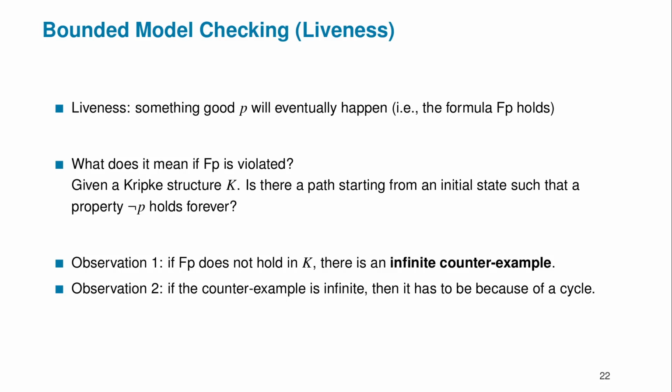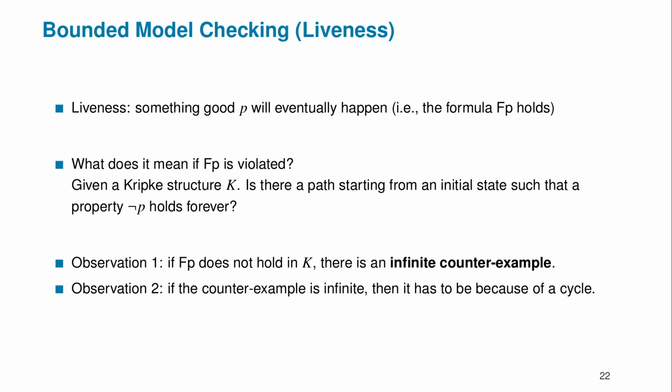First of all, if Fp does not hold in the Kripke structure, then this is different than in the safety case where we had a finite counterexample, where we reached the bad state after a couple of steps. Now if Fp does not hold, that means that we have an infinite counterexample, because this property P never holds on the infinite path, and therefore the counterexample is infinite.